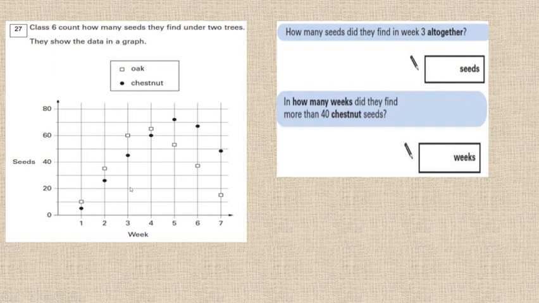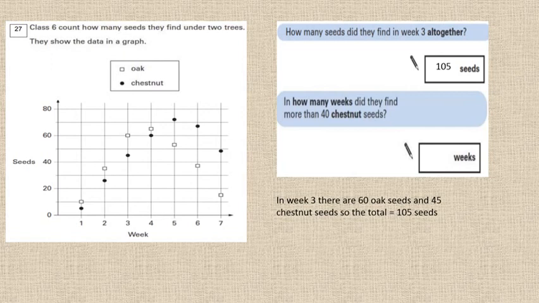So the first question here: how many seeds did they find in week 3 altogether? Like week 3 here, I will walk to find that chestnut here, it's between 40 and 50. So it's 45 seeds, 45 chestnut seeds. And the oak here is 60. So it's 60 plus 45 equals 105 seeds. So in week 3, there are 60 oak seeds and 45 chestnut seeds. So the total is going to be equal to 60 plus 45, which equals 105 seeds.